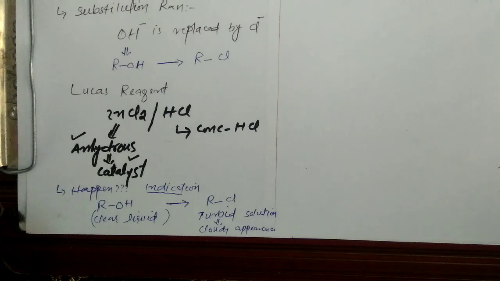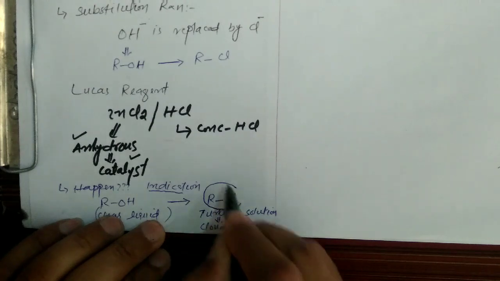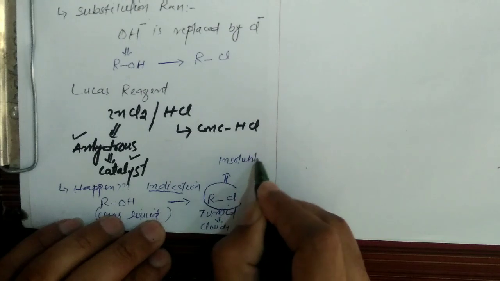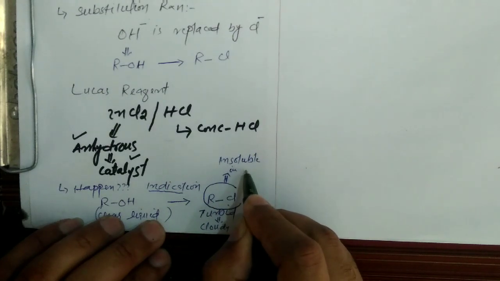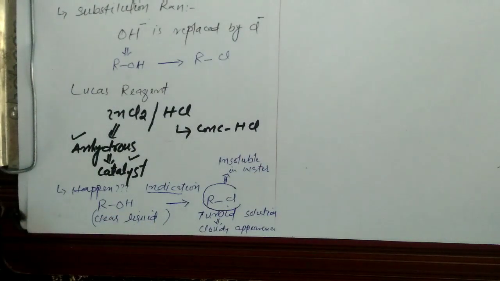and when alkyl halide gets produced, the solution will become turbid, the solution will become cloudy, because alkyl halide, remember, this is also a very important point, is insoluble in water. So a cloudy appearance appears due to the formation of what? Of the alkyl halide.